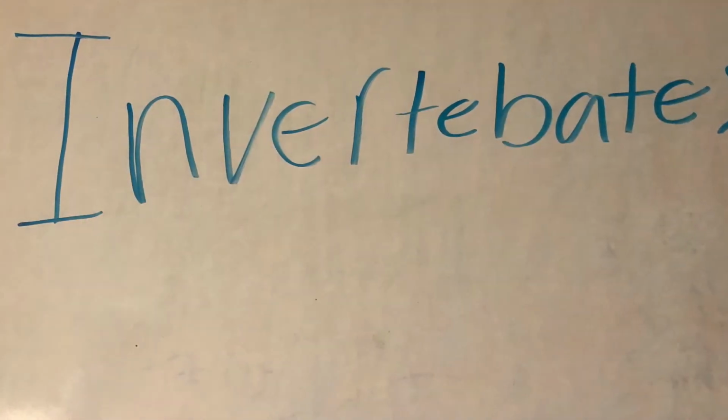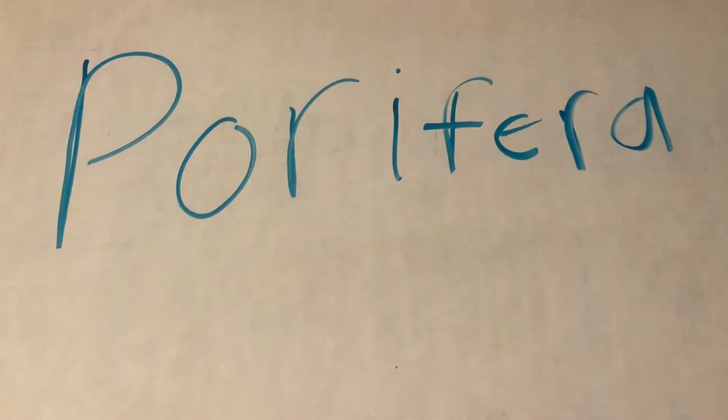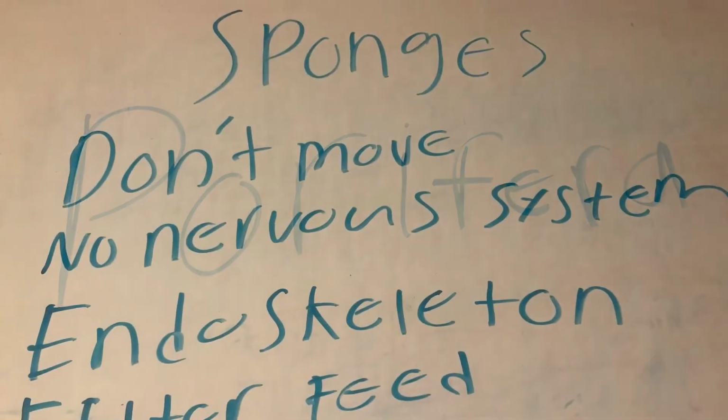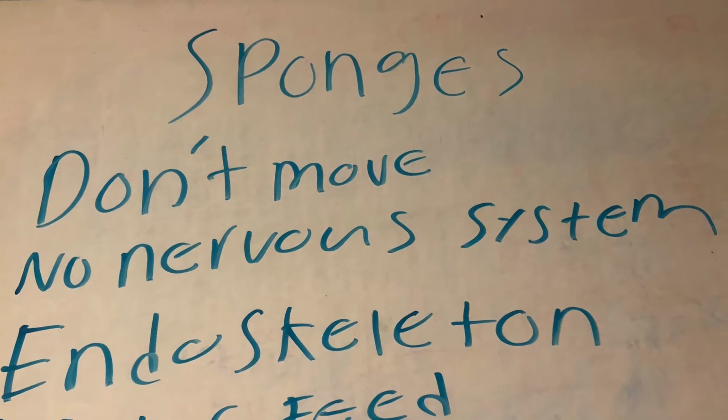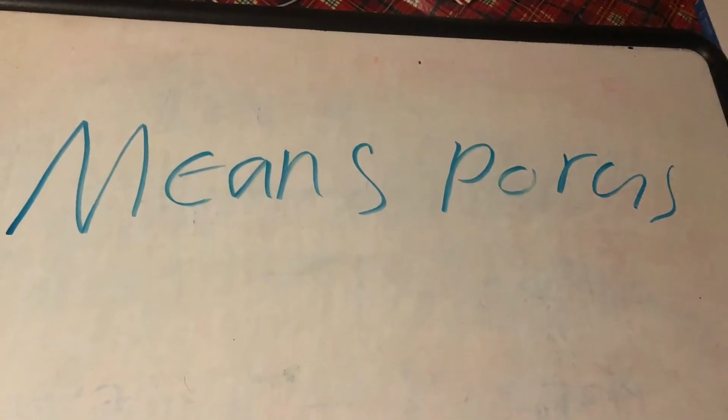So we're going to do some invertebrates. First we have the Porifera. These are just sea sponges. They don't move. They're kind of just rocks, with no nervous system. They're particle feeders, and the name means porous.